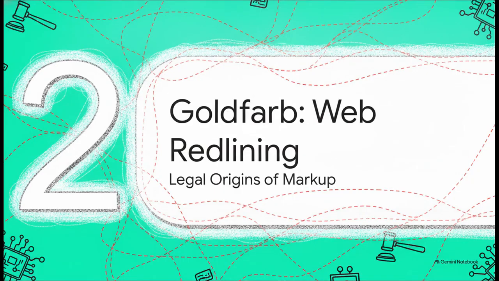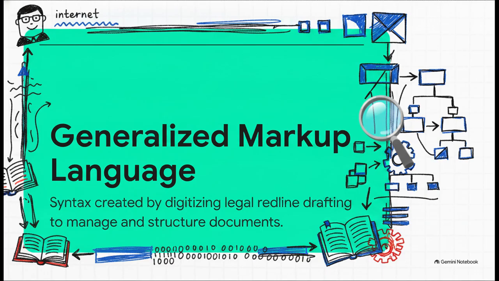Section 2. Goldfarb and redlining the web, the legal origins of markup language, which kicks off our coverage of video 3.1. To really prove that legal thinking architected the digital world, we honestly don't have to look any further than the very fabric of the internet itself. Meet Charles Goldfarb, widely considered the grandfather of the internet. So how did he build the foundation of web pages? Well, he looked at traditional legal redline drafting.